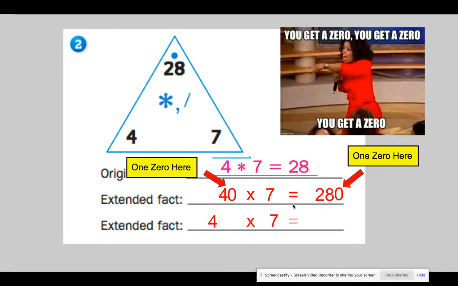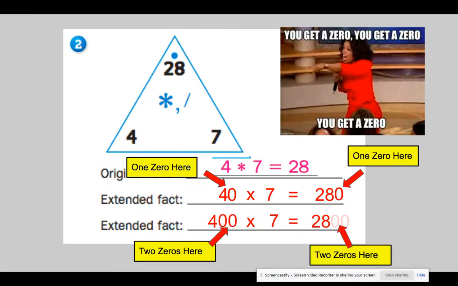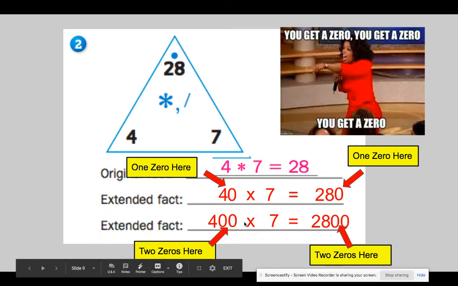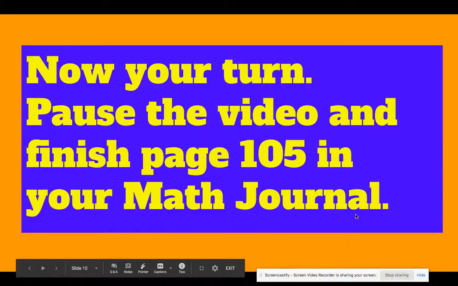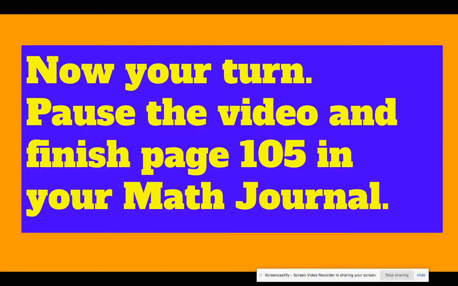Here we go. 4 times 7 equals 28. You get 2 zeros, and you get 2 zeros. So now, again, when you extend it and make it a multiple of 100, you got to put 2 zeros here. All right, so now your turn. I want you to pause the video and finish the rest of page 105 in your math journal, and then we're going to go over the answers together as a group.